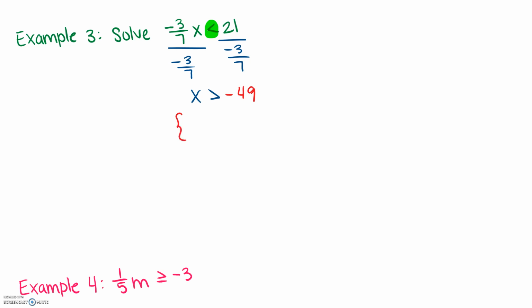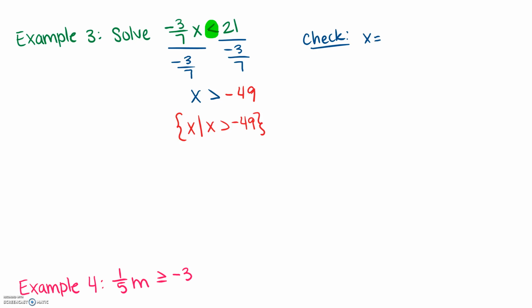So we have our brackets. So a set of all numbers x such that x is greater than -49. And close our brackets. Let's check our work to make sure we are good. So if we check it, let's choose a number that is higher and lower.